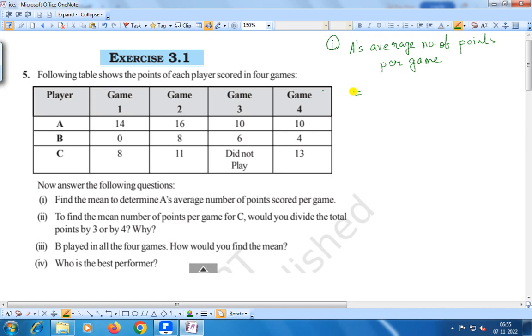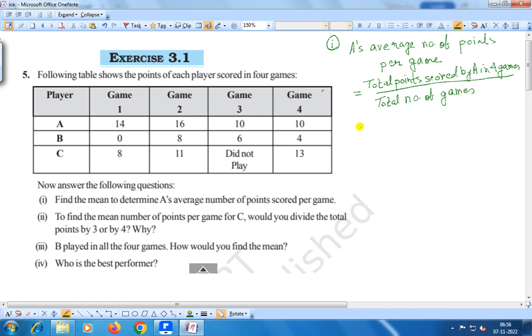the total points scored by A in 4 games, divided by the total number of games.